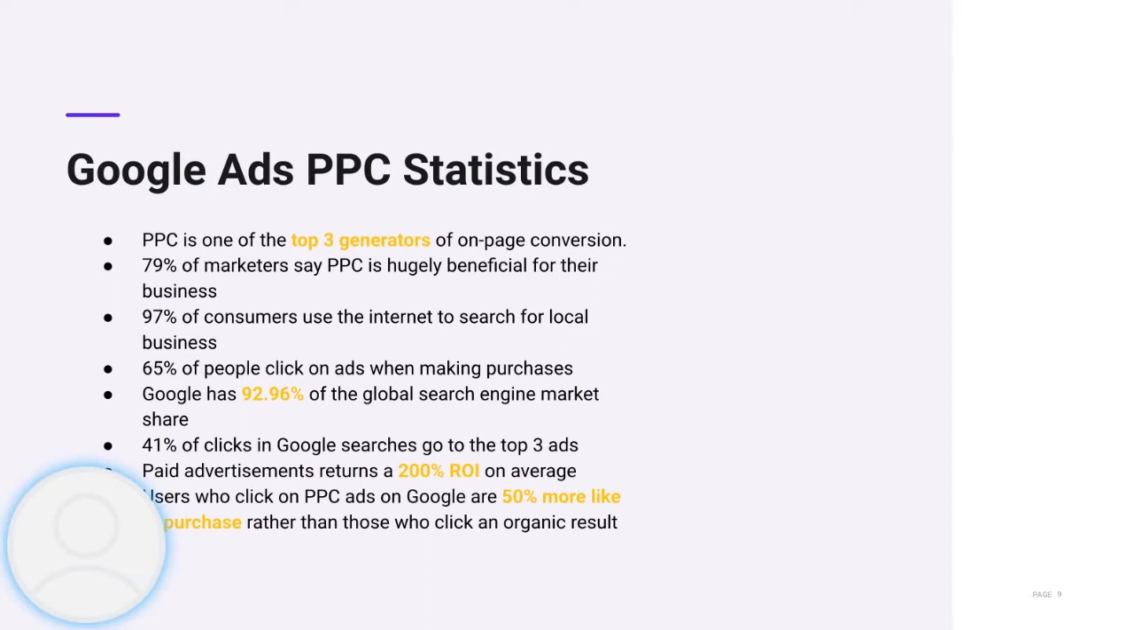So again, back to that marketing initiative of combining both PPC and SEO, that last statistic tells you that PPC ads on Google are 50% more likely to have consumers purchase than the organic result. Let you know that both initiatives can definitely work.